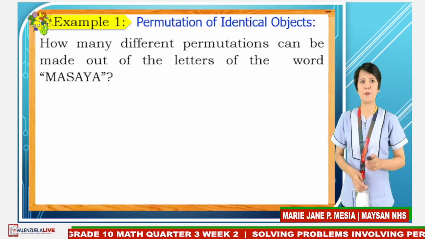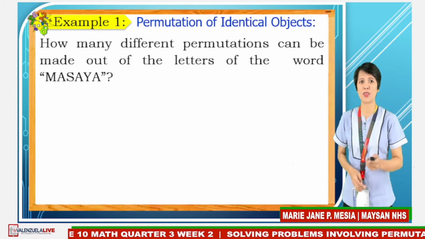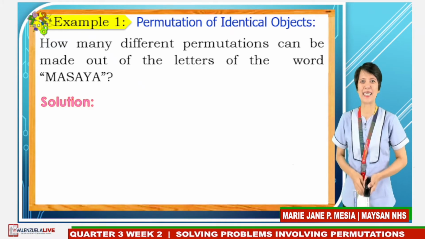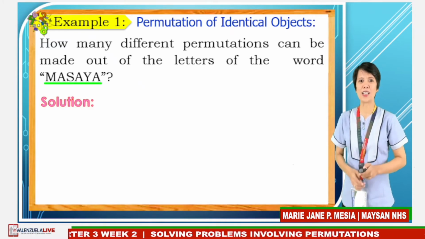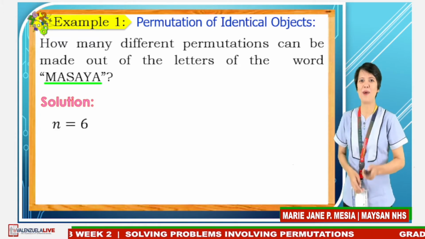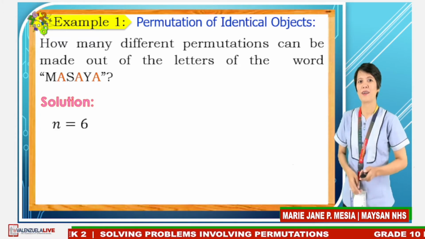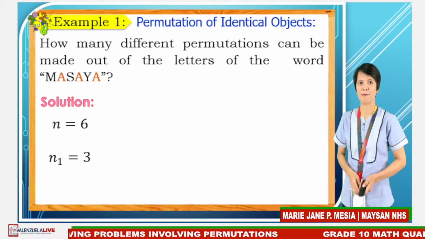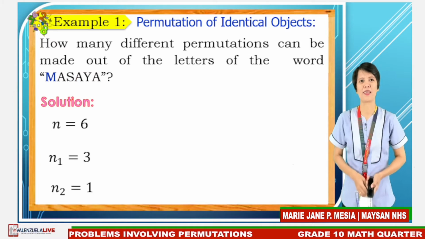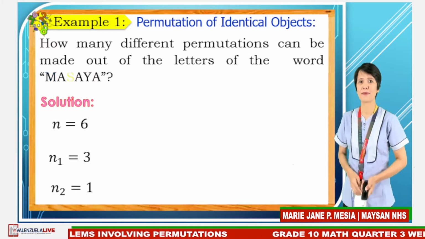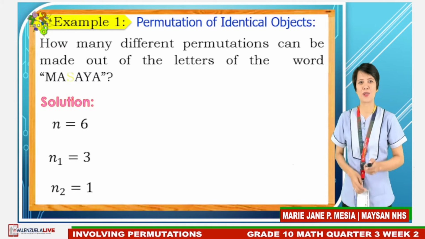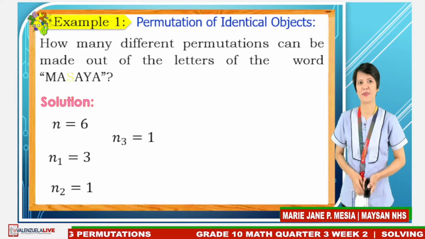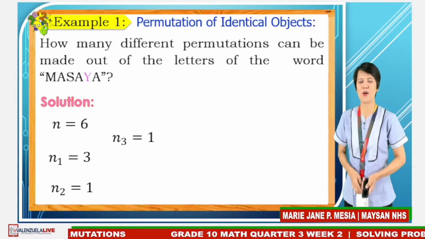How many different permutations can be made out of the letters of the word Masaya? How many letters in the word Masaya? Very good. 6. How many letter A? Correct. 3. How many letter M? Great. 1. How about the letter S? Correct. There is also 1. And lastly, how many letter Y? Good job. There is 1 also.